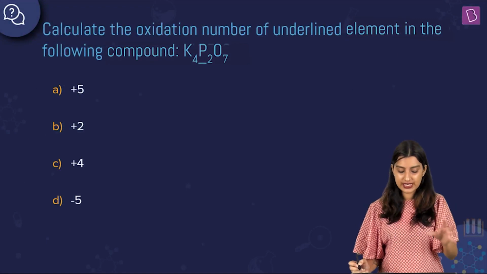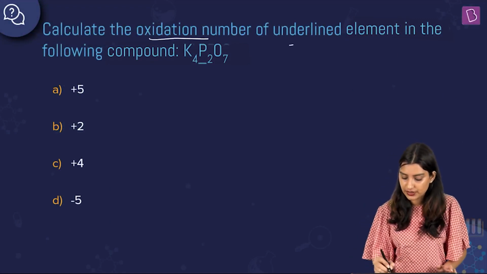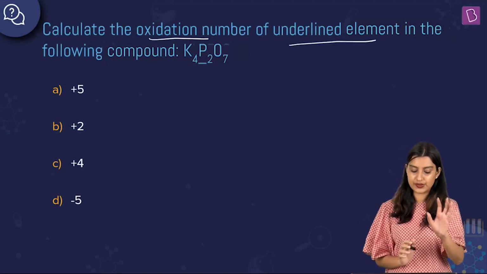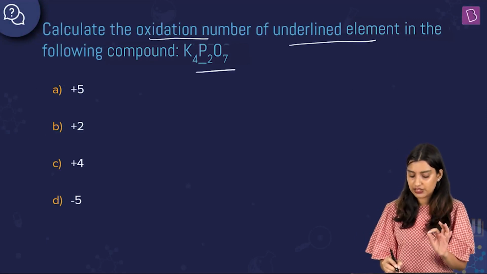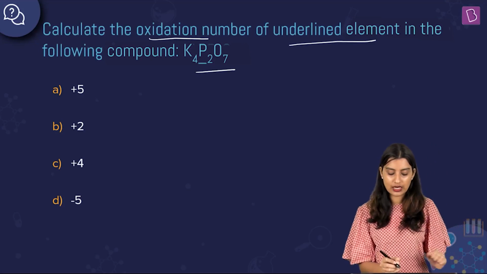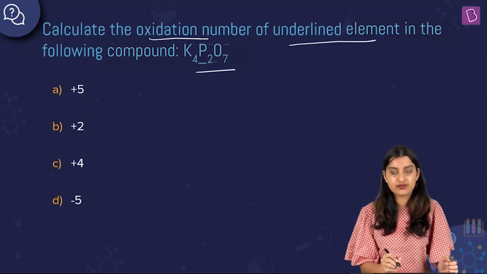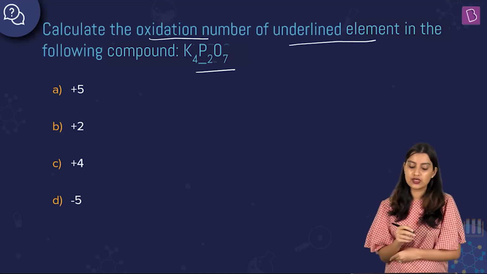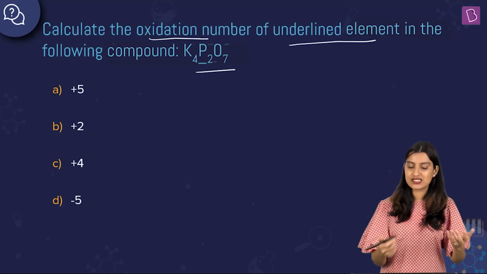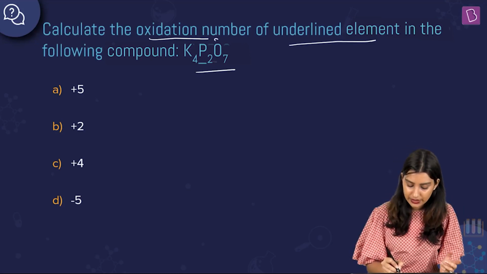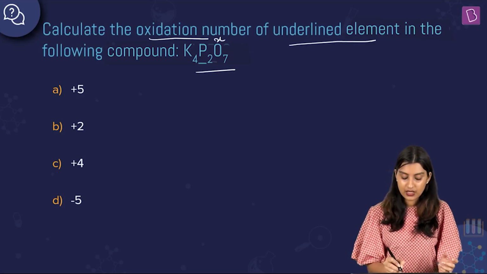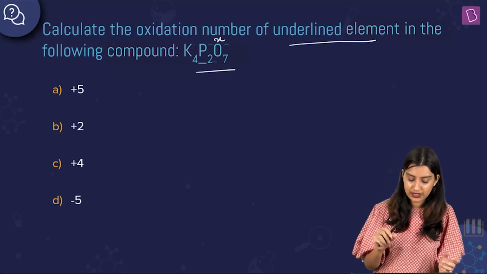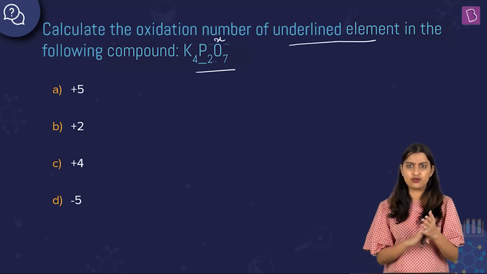Alright, so here they're saying calculate the oxidation number of the underlined elements in the following compounds, and your compound is given to you as K4P2O7. And what is the underlined element? You have phosphorus as the underlined element. So let's assume that phosphorus has an oxidation state of X here. Now you basically have to find out X.